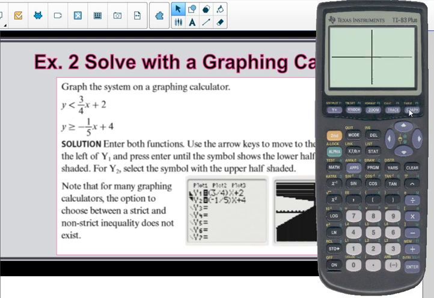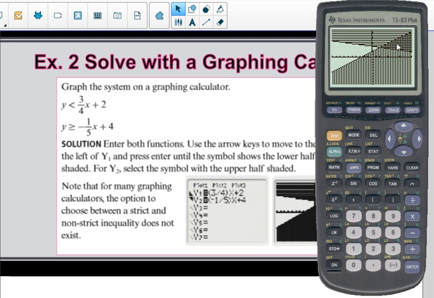Then I hit graph, and you can see here's the first line in the shading. Here's the second line, and here's the shading. And the darker part right here in this upper corner, this triangle, that would be the solution. So that's how you would do it on your graphing calculator.